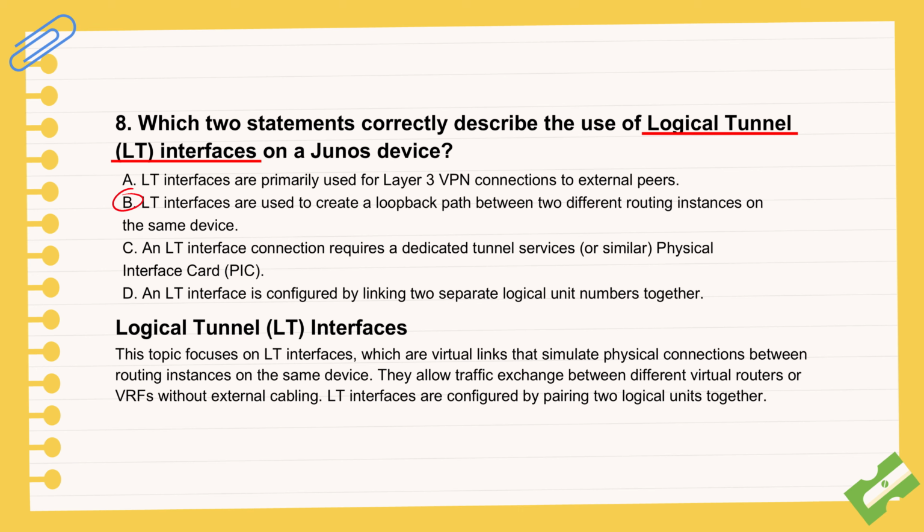Oh, okay. So instead of needing a physical cable looping back from one port to another to connect two VRFs on the same box. Right. You use an LT interface. Saves physical ports, simplifies cabling. You basically configure it by linking two logical unit numbers together, like lt-0/0/0.0 and lt-0/0/0.1, they become the two ends of this virtual wire inside the chassis. Clever way to link internal virtual networks.